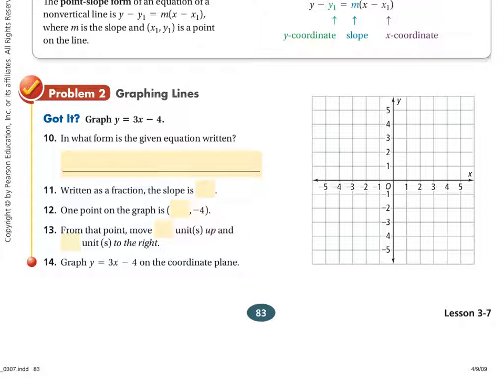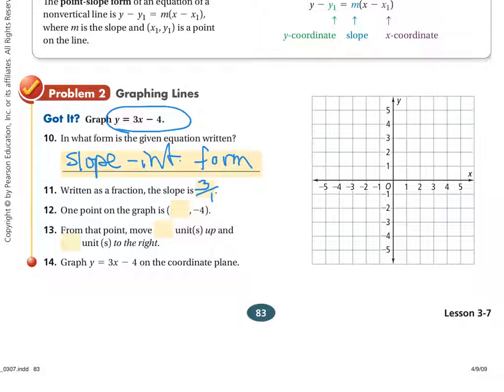Problem number 2 of the got it's here. Number 10, in what form is the given equation written? Well, that is in slope-intercept form. So we could write those words out. Slope-intercept form. Abbreviate a little bit there. Number 11, written as a fraction, the slope of this line is, so now I'm looking at this equation, y equals 3x minus 4. The slope is 3, but written as a fraction, 3/1.